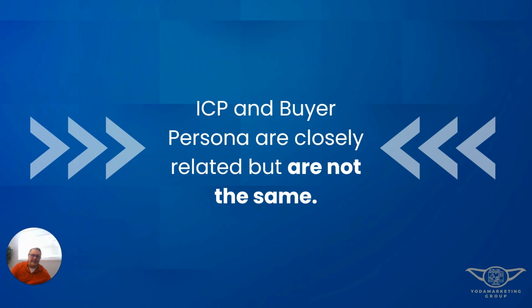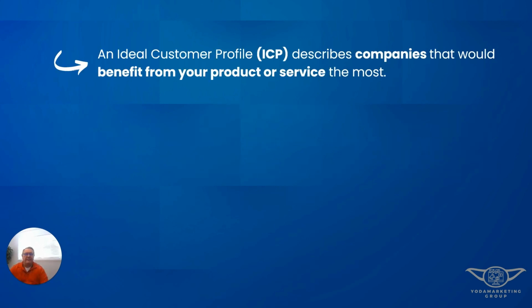All right, and as I mentioned, these are very closely related, but they're not the same. So an ICP, or ideal customer profile, describes companies that would benefit from your product or service the most. So that's the client, not the client relationship. Not the person, but the company. That's the big differentiator.